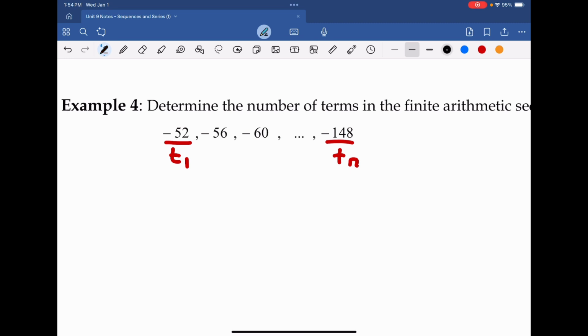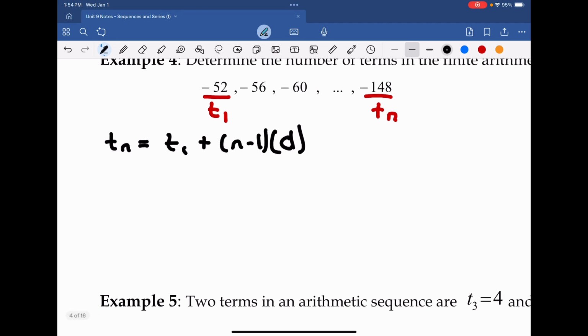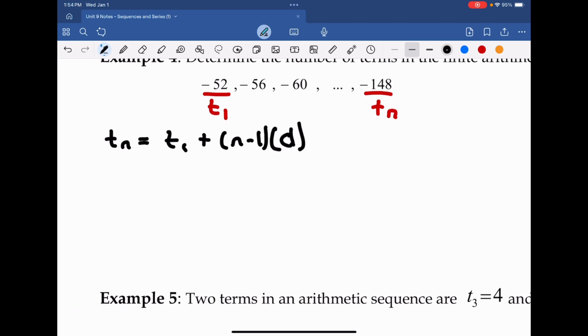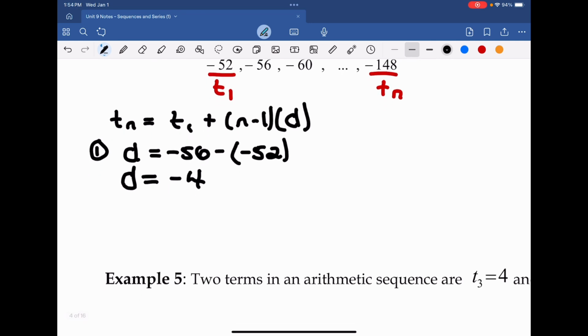Now we're going to write out our formula because our formula is the most important piece. Tn is equal to T1 plus n minus 1 all times the common difference d. What you're going to realize is that we don't have that common difference, so we need to figure it out. We can take any two consecutive terms and subtract them. Let's call that the preliminary step; this is our true step number 1. The common difference is negative 56 minus negative 52. That means negative 56 plus 52, and I get negative 4 between each of the terms as a common difference. Now we can go directly into the formula here.